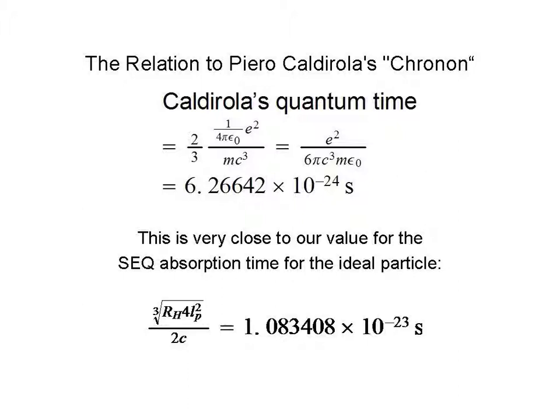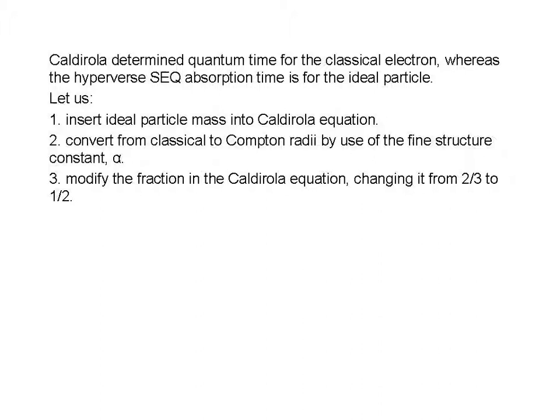And this is very close to our value for the SEQ absorption time for the ideal particle, which is about 1 times 10 to the minus 23 seconds. Caldirola determined quantum time for the classical electron, whereas our SEQ absorption time is for the ideal particle. So let us insert the ideal particle mass into the Caldirola equation. Convert from classical to Compton radii by using the fine structure constant, and we'll modify the fraction in the Caldirola equation, changing it from 2/3 to 1/2. Small change here.